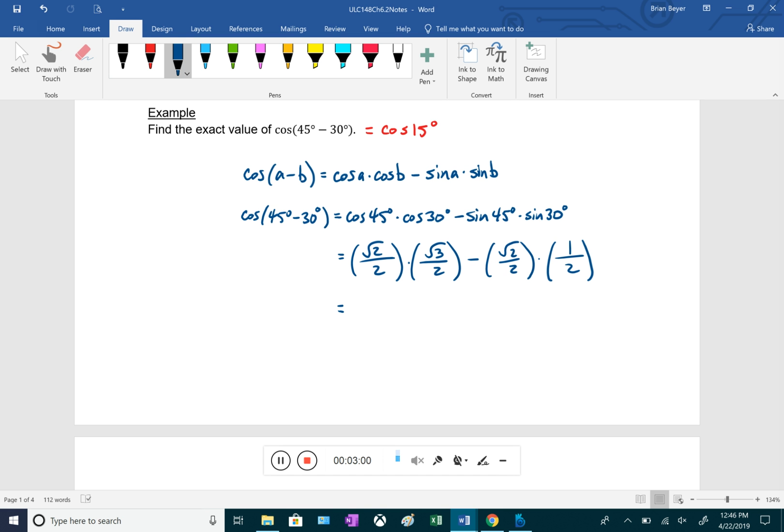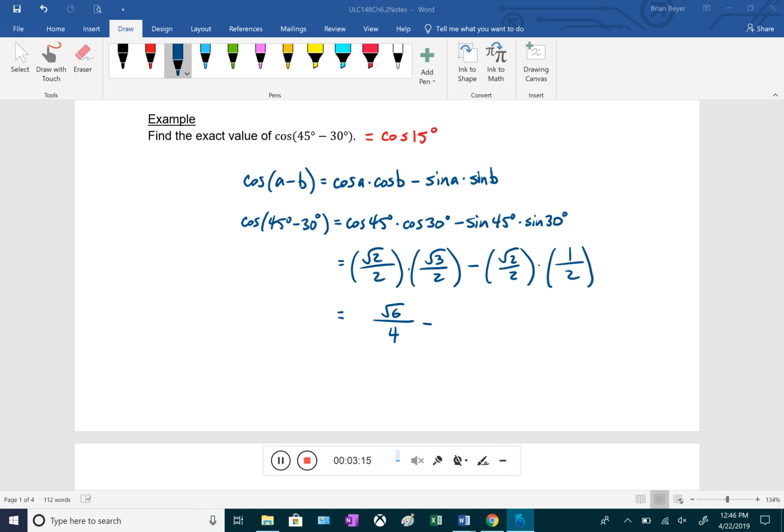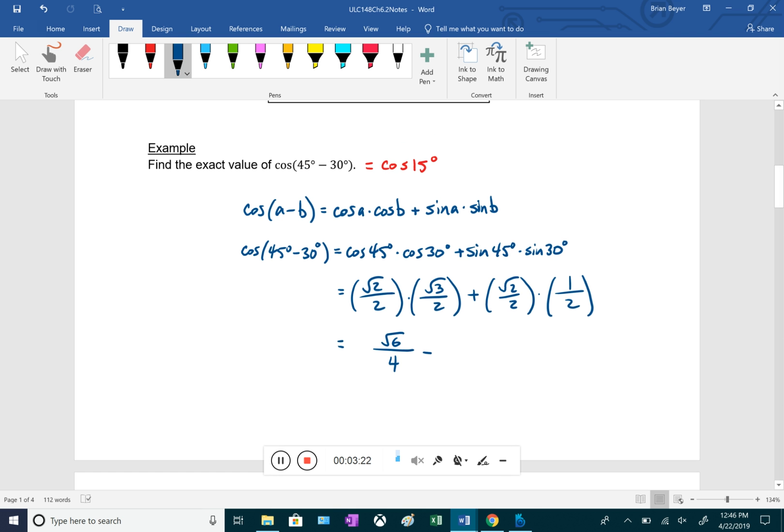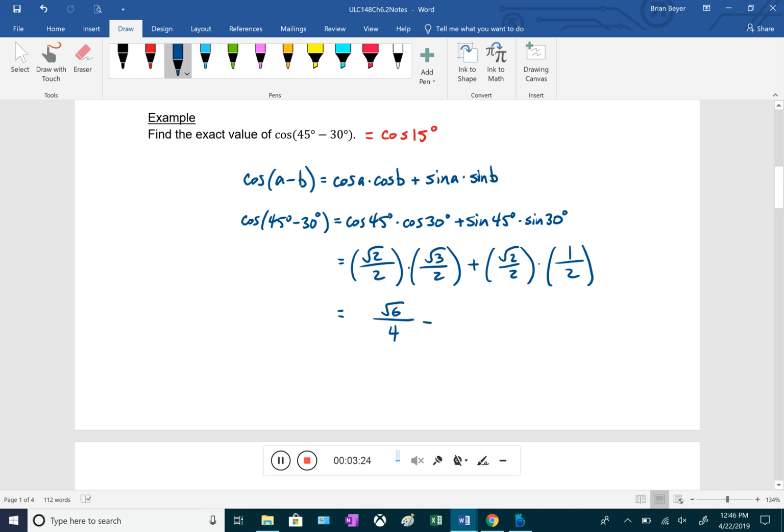Okay, so simplifying this a little bit, we multiply numerators. Radical 2 times radical 3 is radical 6. So that's radical 6 over 2 times 2 is 4. Oops, I actually put minus here. This should be a plus between all these. That's just from the formula up there. I just wrote it down incorrectly.